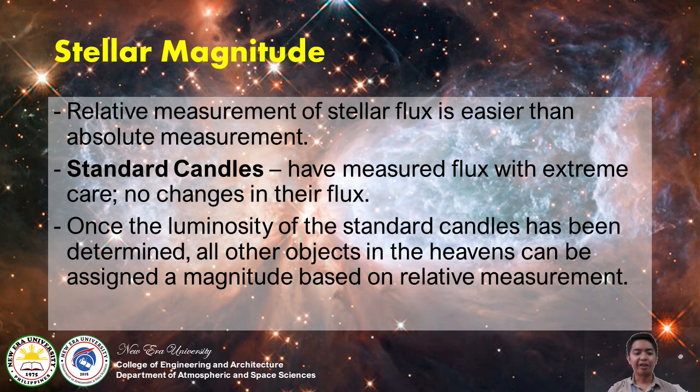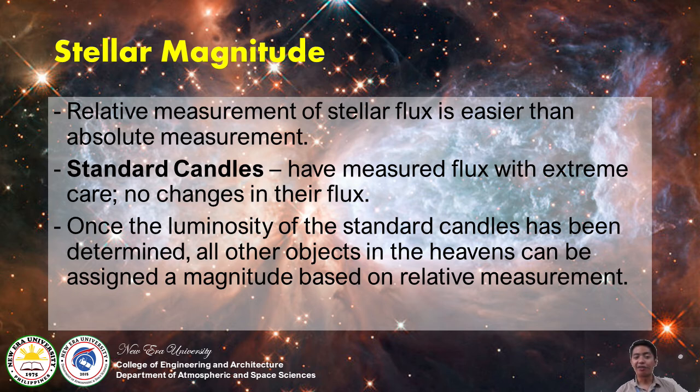Also, the stellar magnitude is a relative measure. The relative measurement of the stellar flux is easier than the absolute measurement. Because in order for us to measure the absolute magnitude, we have to go to a specific distance and directly measure the brightness of the star, or the flux of the star. Okay? So, by that, we use the standard candles. Okay? So, what are these standard candles? These standard candles have flux measured with extreme care, wherein these standard candles have no change in their flux. Okay? So, there is no change in the flux there, it is not variable.